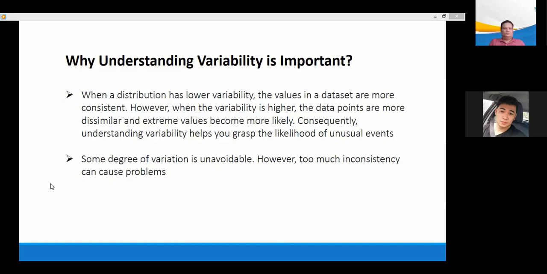When a distribution has a lower variability, the values in a dataset are more consistent. However, when variability is higher, the data points are more dissimilar and extreme values become more likely. Consequently, understanding variability helps you grasp the likelihood of unusual events. In some situations, extreme values can cause a problem. Frequently, we feel discomfort at the extremes more than the mean, so understanding variability around the mean provides critical information.